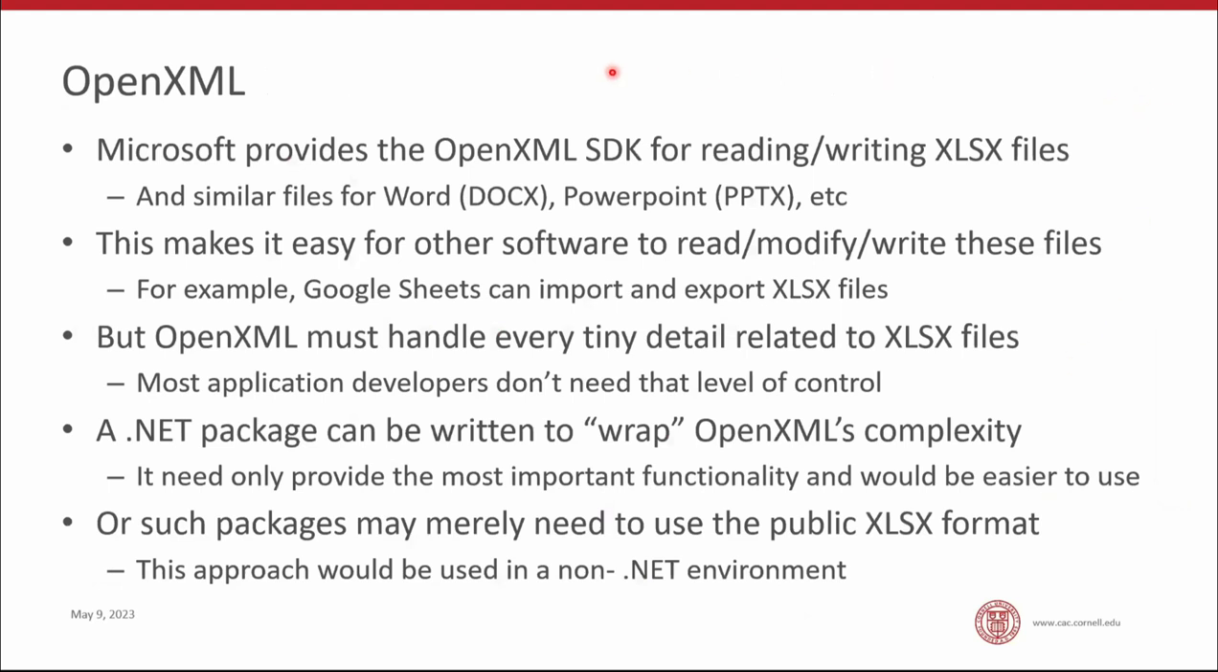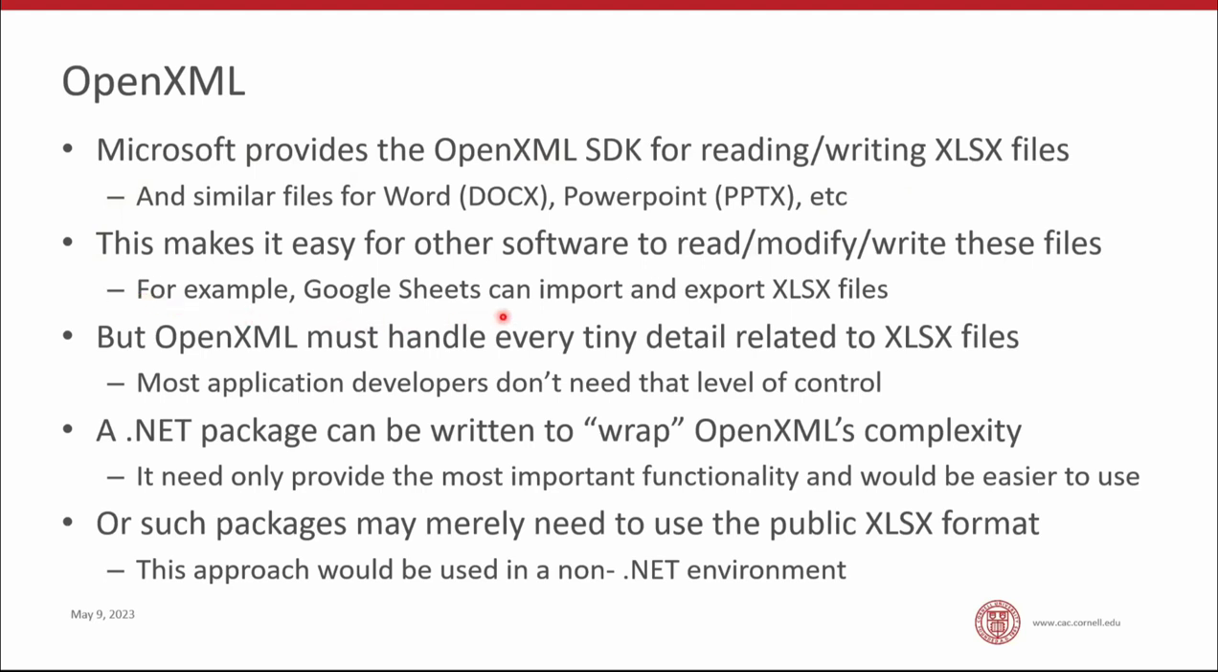So when Microsoft came out with this XLSX format, they also made available something called OpenXML, which is a software development kit, an SDK, for reading and writing these types of files, these XLSX files for Excel. It also lets you read DocX files for Word and PPTX files for PowerPoint, and I think a few other types. Essentially, everything in Office 2007 had a new data format that was XML based, and this software library would allow you to read and write them, which made it easy for people writing software to modify these files to get the contents out of them.